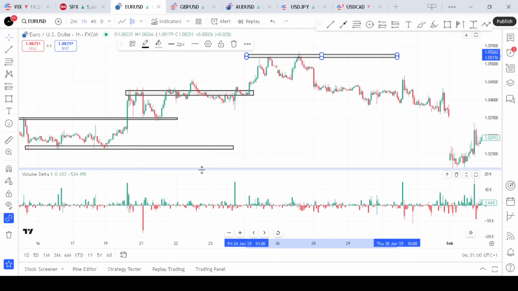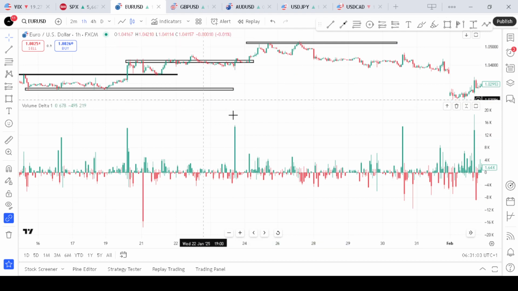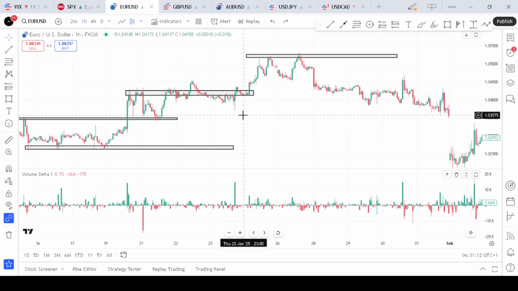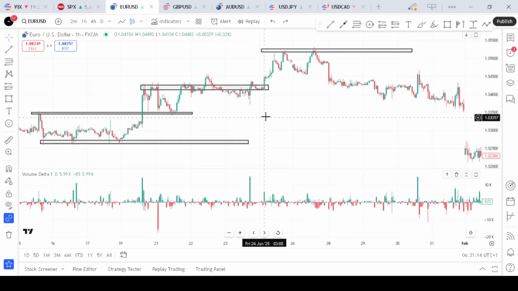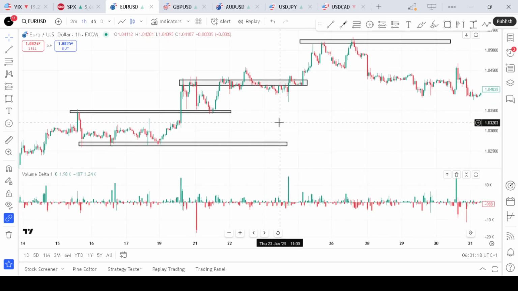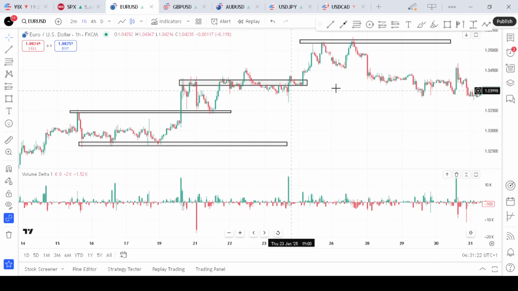These levels are areas price has historically reacted from, making them ideal to monitor for potential reversals or breakouts. We use tools like horizontal lines and Fibonacci retracement to highlight these zones.